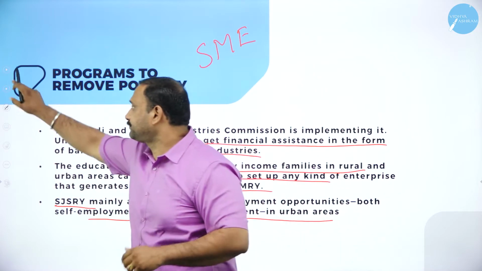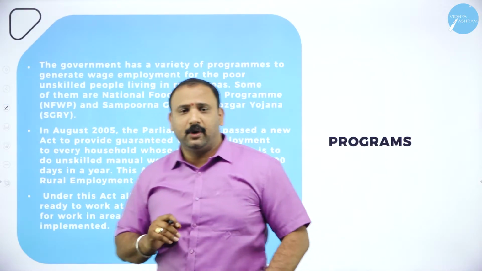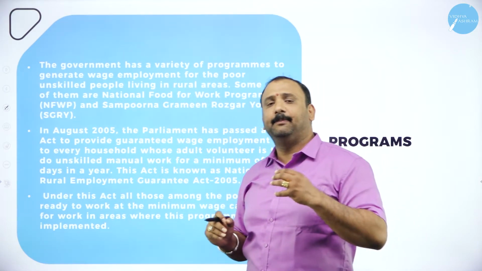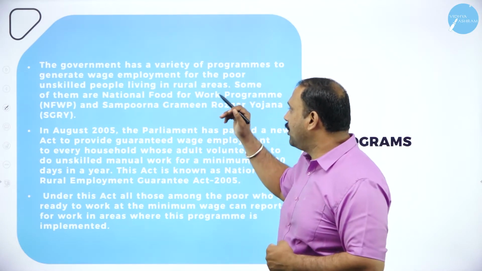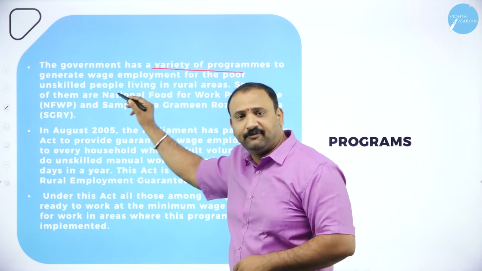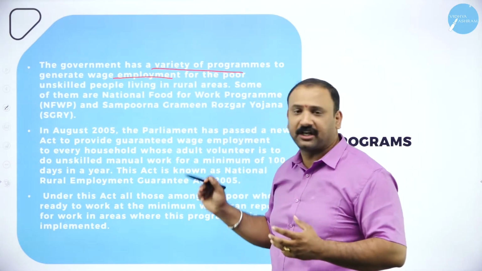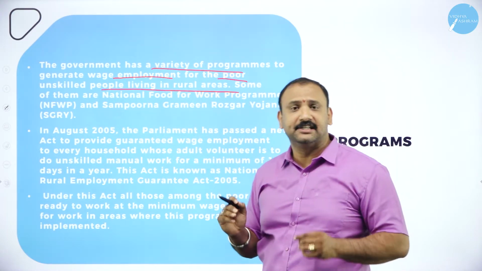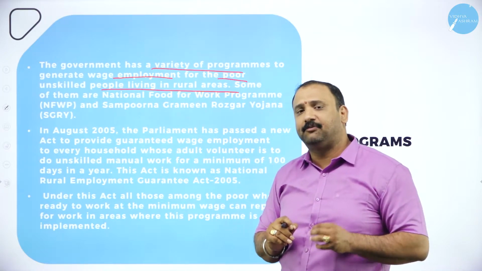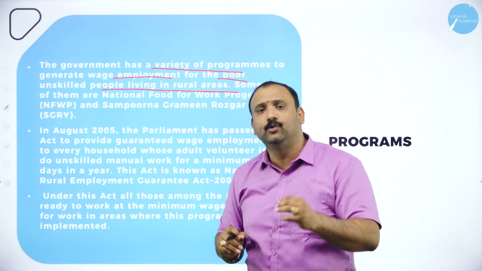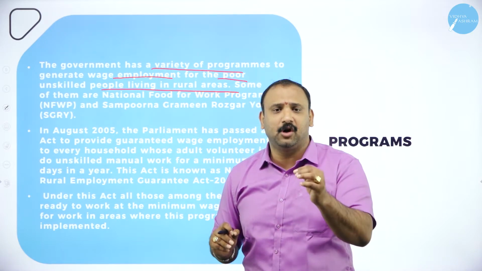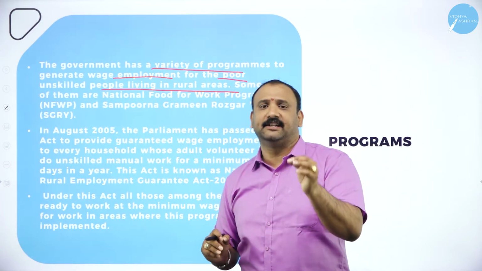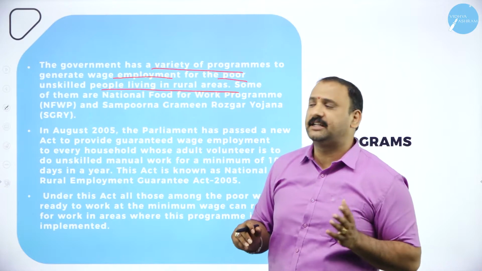Now, moving forward, we also need to understand the different kinds of programs that the government was able to set up to help in the reduction of poverty. The government has a variety of programs which are helpful in wage employment generation, especially for the poor and the unskilled people living in rural areas. So our primary focus was that we wanted to uplift the people living in rural areas, provide them with some kind of job, a guaranteed income scheme, so that all the people in the rural sector, especially the unskilled, we can reskill them and start giving them some job.